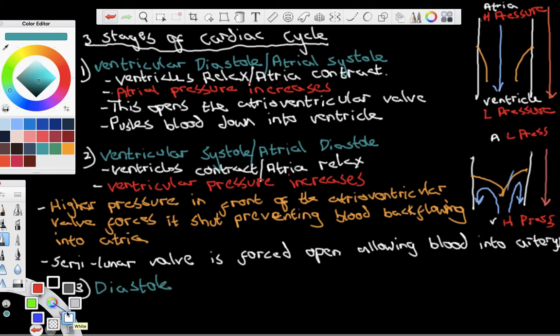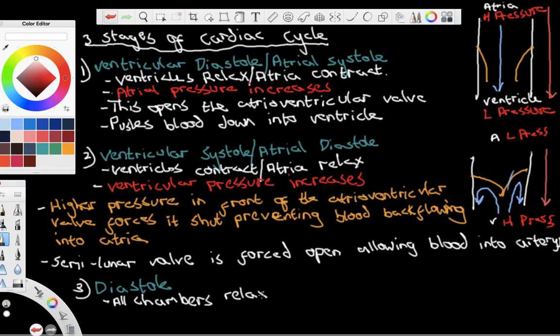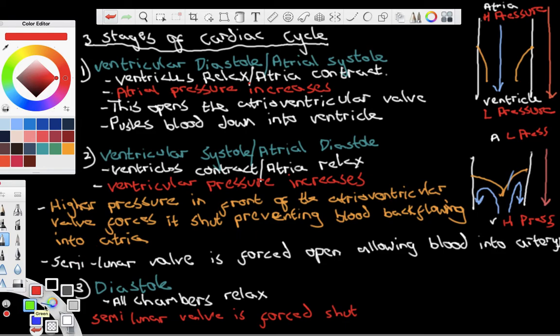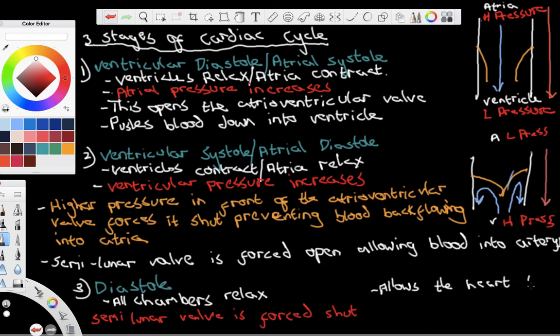Everything relaxes, okay? So all chambers relax. When all of them relax, this forces the semilunar valve shut, preventing backflow of blood. So we can say that the semilunar valve is forced shut, and this is important because it allows the heart to fill and it allows the heart to relax or to recover from contraction. So we can say it allows the heart to refill and it allows the heart to recover.